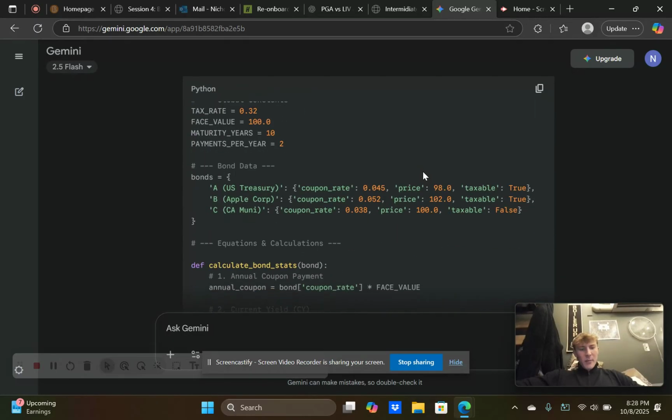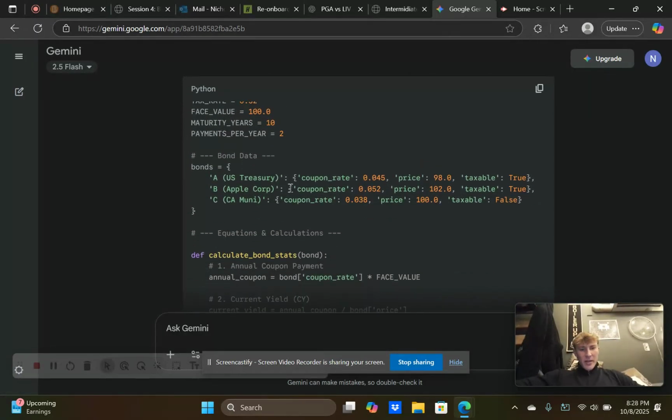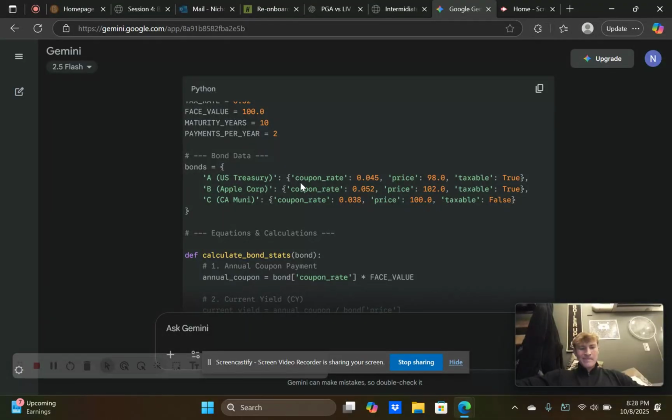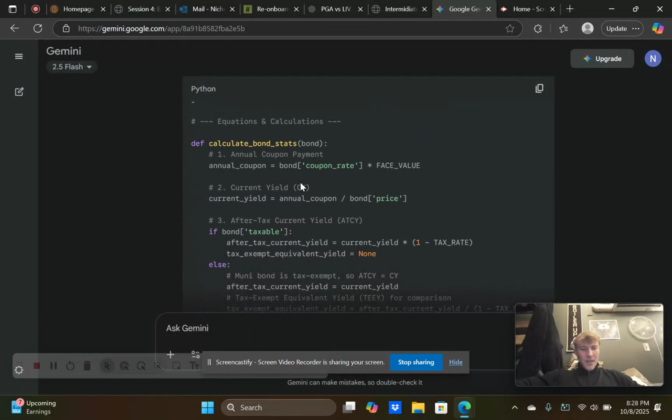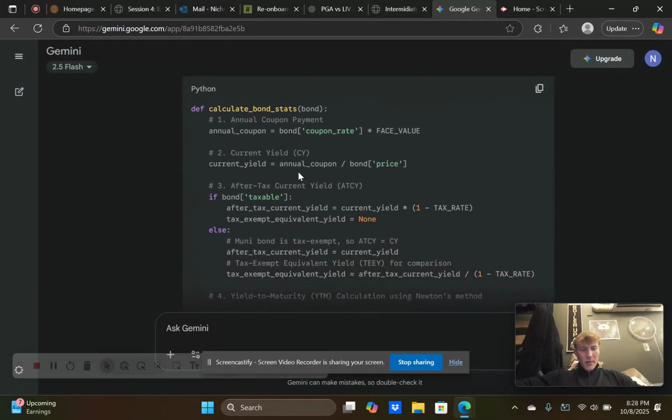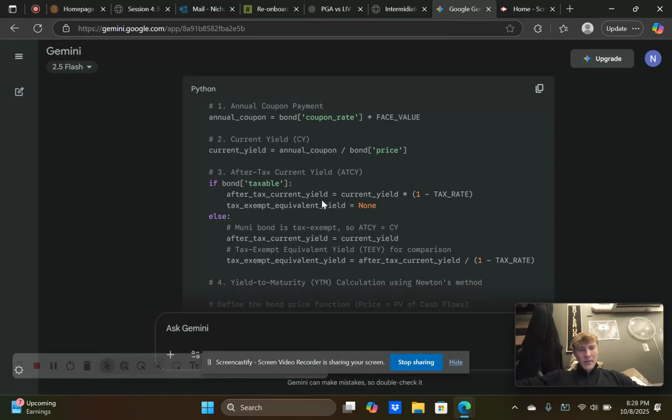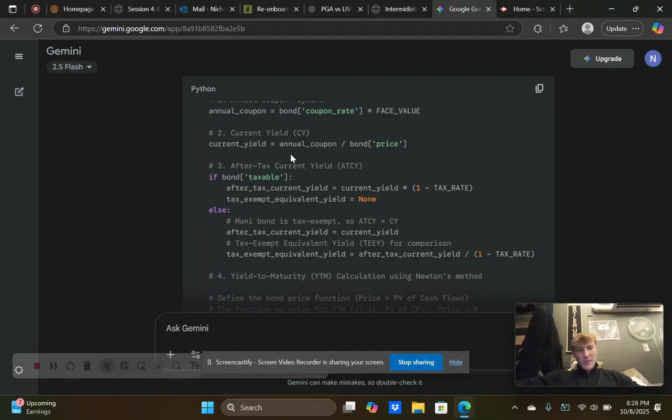So then we come down, we have our Python code, our bond data, showing us our different statistics from above. Then we have calculate bond annual coupon payment, do annual coupon equals bond coupon rate times the face value. Then we have the current yields, which we kind of talked about before, equals annual coupon divided by bond price, and then you insert price here.